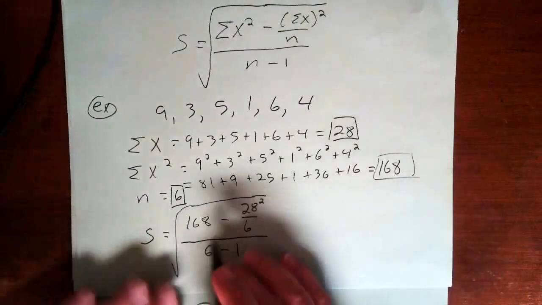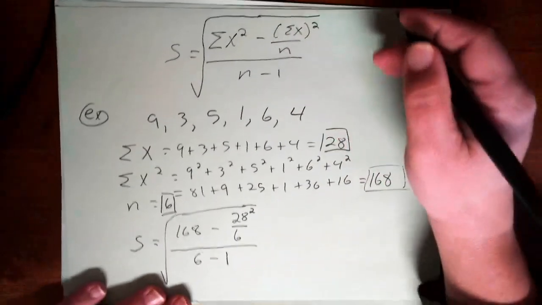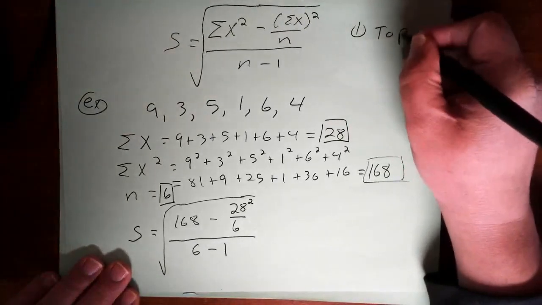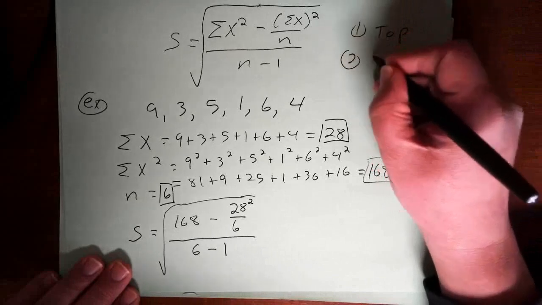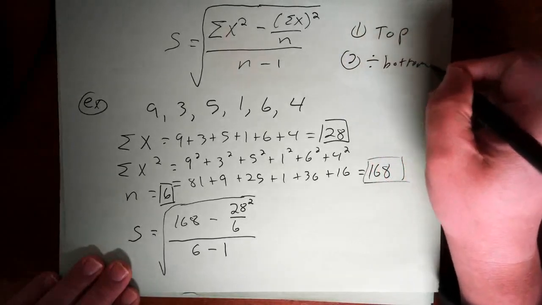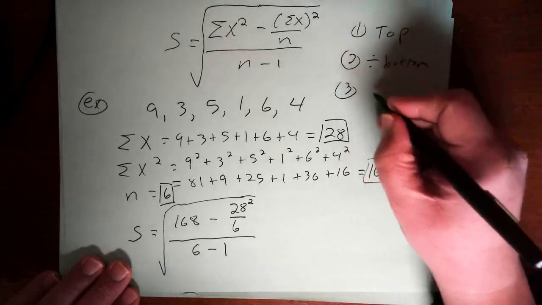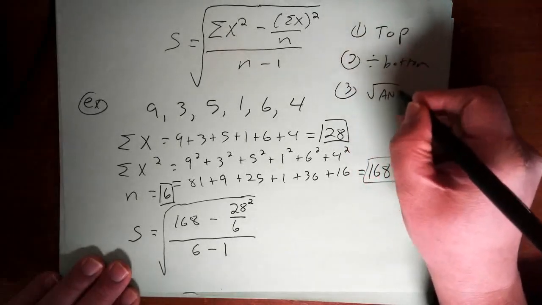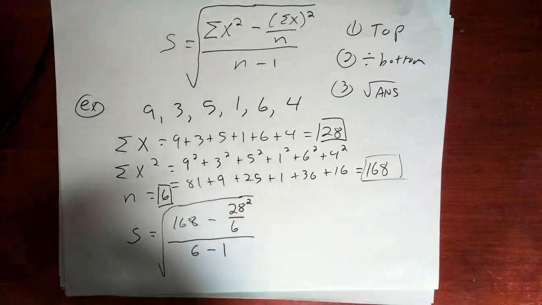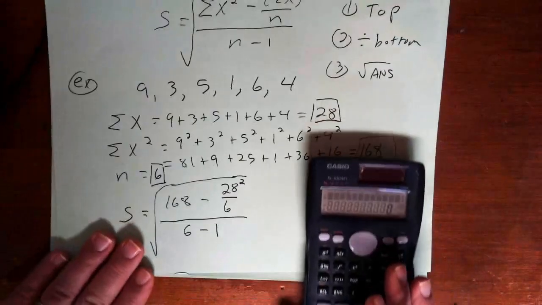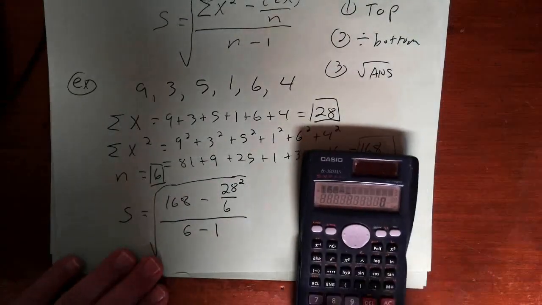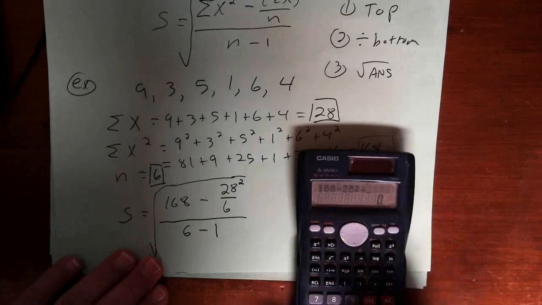When you put it in your calculator, just do this in 3 steps. Do the top, hit equals, divide by the bottom, hit equals, and then take the square root of the answer and hit equals. So the top is this portion, and it's very straightforward: 168 minus 28 squared divided by 6.